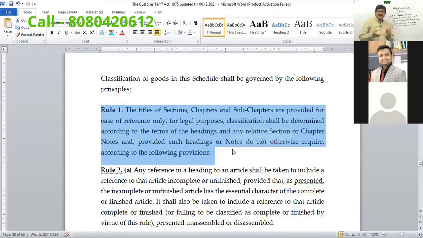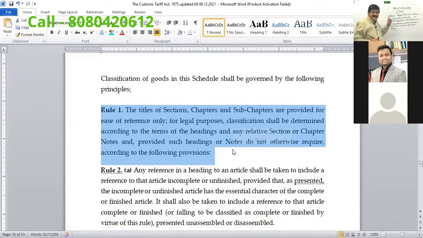It's saying the classification shall be based on either heading or subheading, etc., or the description given therein, but don't do the classification on the basis of chapter or section title. I'm replacing the word section. I hope you have done the correction. Is it done? Yes, sir. Good. That was a small error on my part.